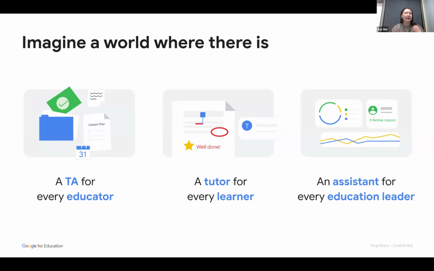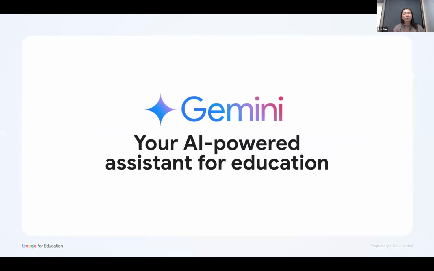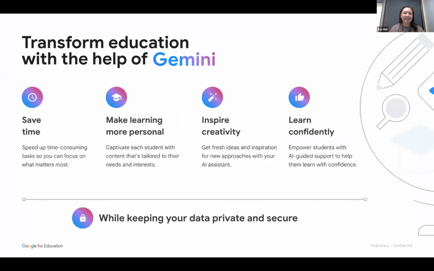Like for lecturers, it matters in terms of teaching. For students, what matters to us is to learn, right? So Gemini is your AI-powered research assistant. Very quickly, we want to use Gemini to save time, right? We want to speed up time-consuming tasks, in today's context, research. We want to make learning more personal.